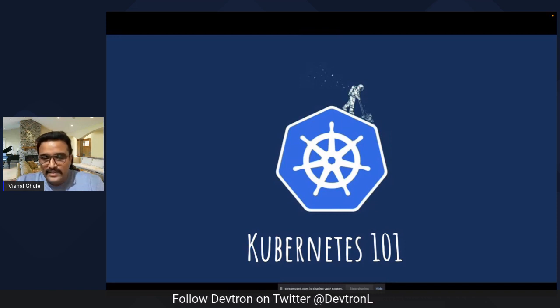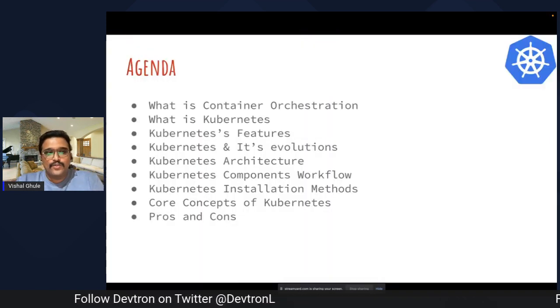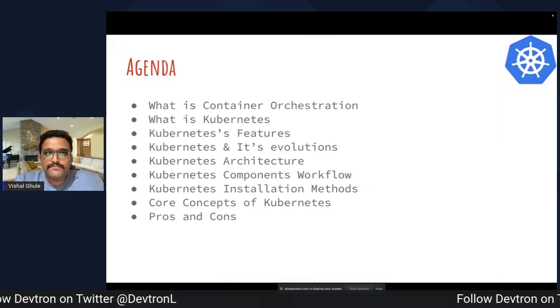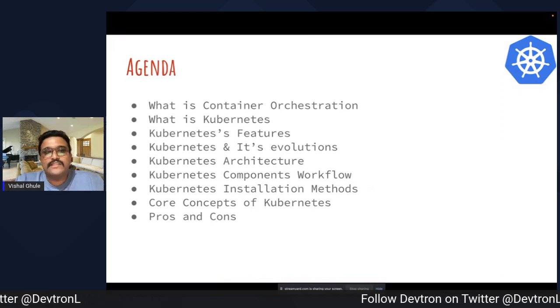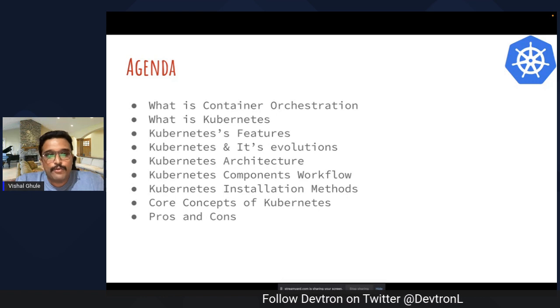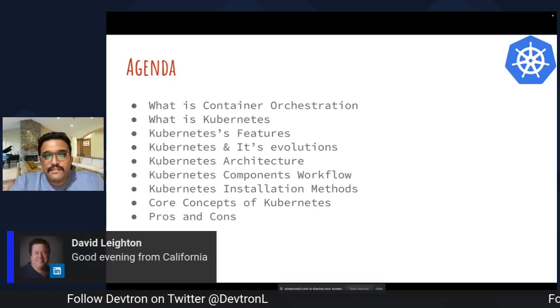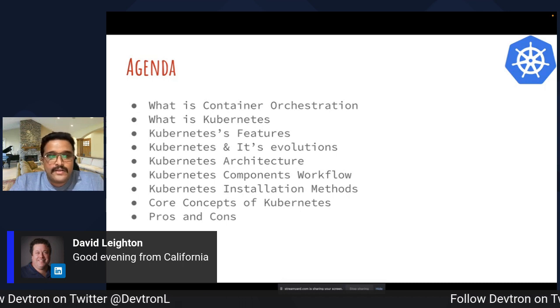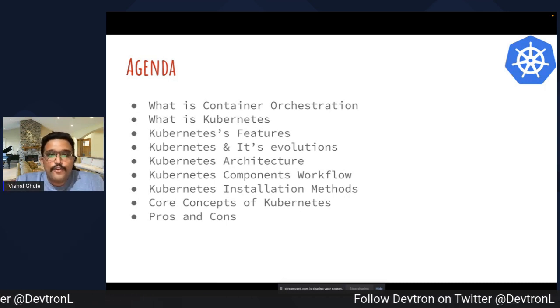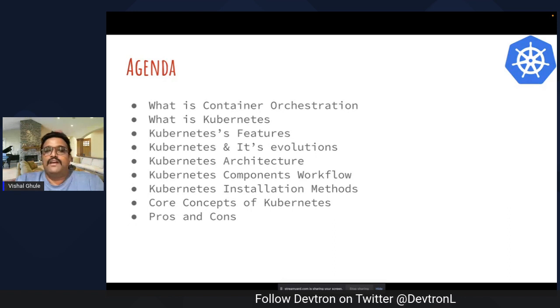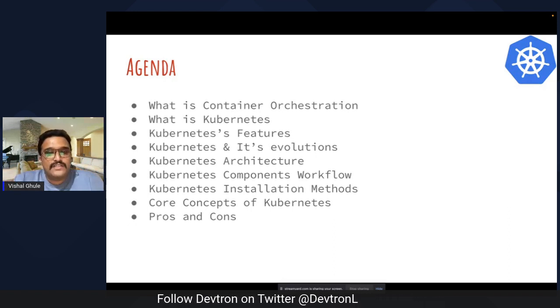So let's start. Okay, this will be the agenda of today's session. What we'll be covering: what is a container orchestrator, what is Kubernetes, what are the features of Kubernetes, and Kubernetes and its evolution, Kubernetes architecture, then the Kubernetes component flow, how Kubernetes works, and how the components of Kubernetes work behind the scenes.